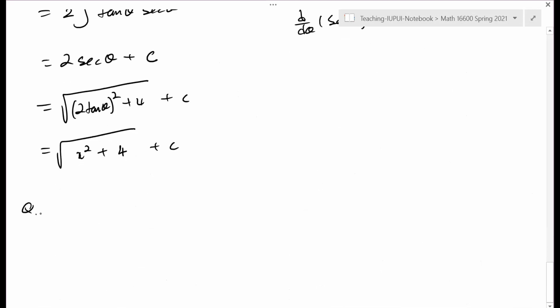There's another one I want to mention. This is like the square root of x squared minus a. So, the integral of dx over the square root of x squared minus 4, for example.